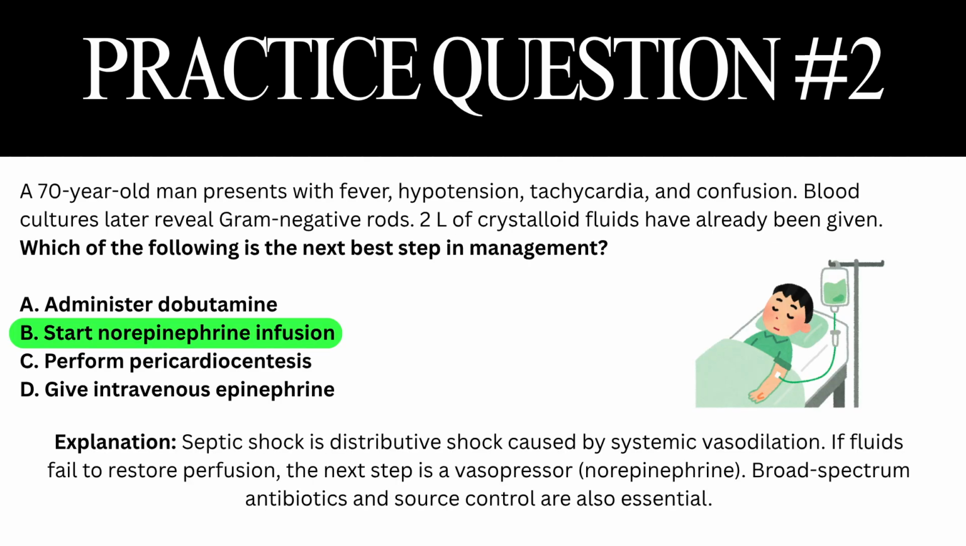Start a norepinephrine infusion. Septic shock is a form of distributive shock caused by systemic vasodilation. If fluids fail to restore perfusion, the next step here is going to be to give a vasopressor like norepinephrine. Don't forget about getting cultures, broad-spectrum antibiotics, and source control is also always great in bacteremia.